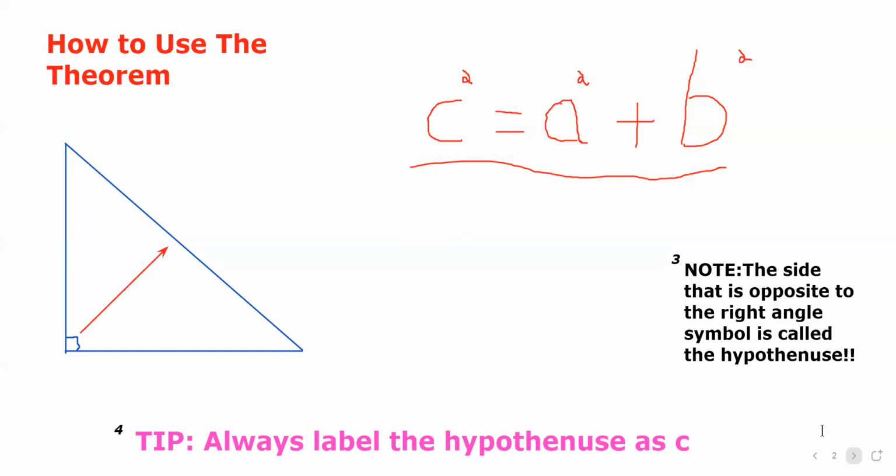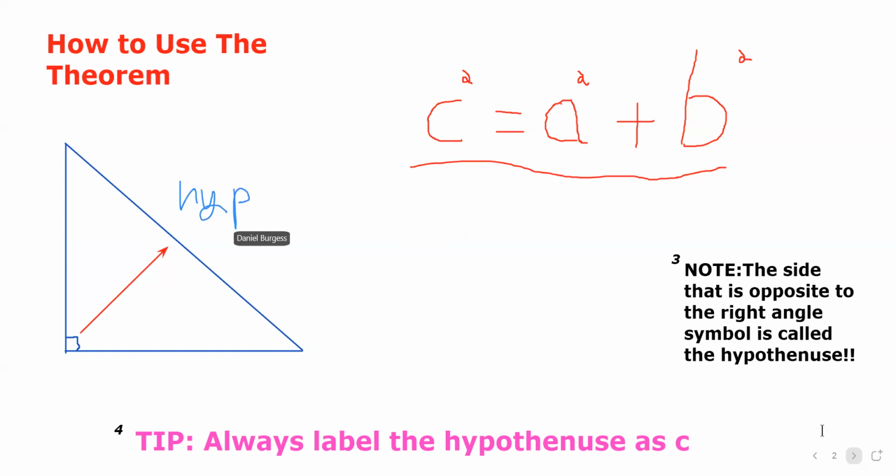Alright? So when we label the triangle, something we need to remember is the hypotenuse, that's really the main part. Remember the right angle symbol to find the side that is the hypotenuse. The hypotenuse is always the side opposite to the right angle symbol. So anytime you get any triangle and you need to know which side is the hypotenuse, you just look to see which side is opposite to it. So in this triangle here, this side will be the hypotenuse.